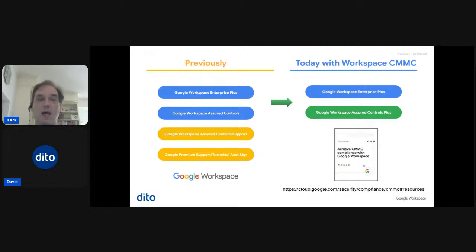First of all, if you're at Level 2 and above, you must be using Google Workspace Enterprise Plus. That's the only SKU that will work. Additionally, you'll need an add-on for Google Workspace, Assured Controls Plus. I'll talk about that in another slide. And overall, Google has also produced, with a 3PAO, a 178-page configuration guideline. I would call it a hardening document to get you started towards your CMMC compliance for Google Workspace.